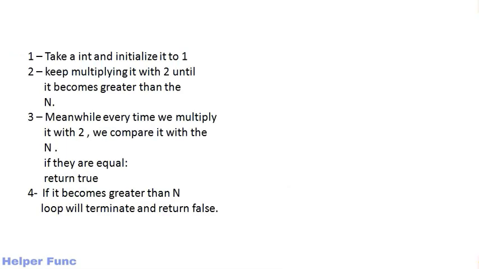Now the most basic approach is to check for all power of 2's. We'll take an integer and initialize it to 1 and we'll keep multiplying it with 2 until it becomes greater than n. Meanwhile, every time we multiply it with 2, we will compare it with n. Now if they are equal, it means that it is a power of 2 and we will return true. Otherwise, the number will become greater than n and the loop will terminate and we will return false.